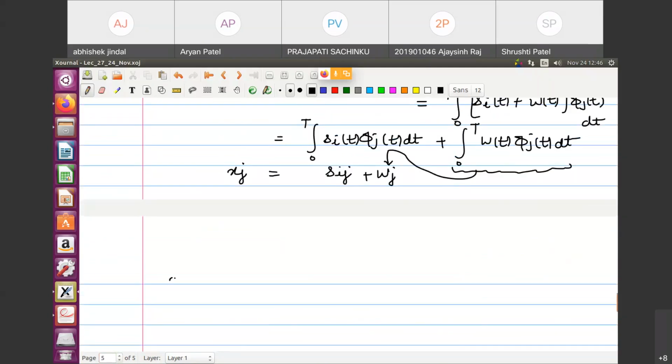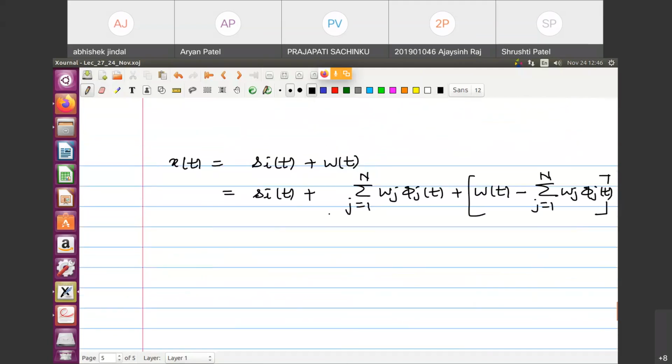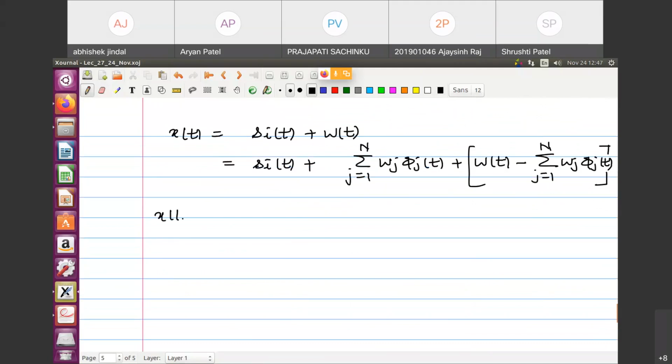Now, can I write x(t) as this? x(t) can now be written as, x(t) was this. Okay. Now, can I write this like this? s_i(t) plus summation j equal to 1 to capital N of W_j φ_j(t) plus W(t) minus summation of W_j φ_j(t). I can write it because... okay. So now x(t), and now the s_i(t) I know is nothing but the summation of s_ij φ_j(t), j equal to 1 to capital N, plus the noise term. So let us call this W_e(t). Okay, this is nothing but W_e(t).